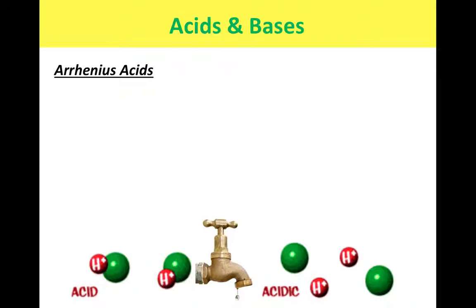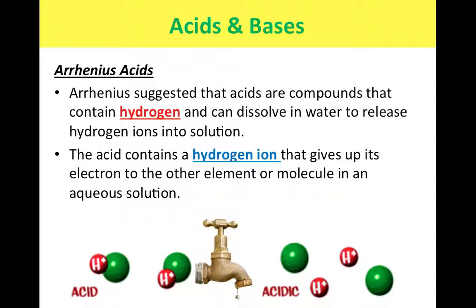Now, he was the one who noticed that if you have an acid, you would have hydrogens that are dissociating into the water. So the acid contains a hydrogen, and the hydrogen actually gives up an electron to the other element. So the other element becomes negative, where the hydrogen ion is positive. So you have this hydrogen ion in solution.